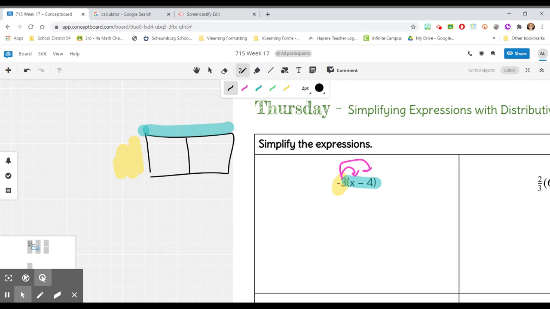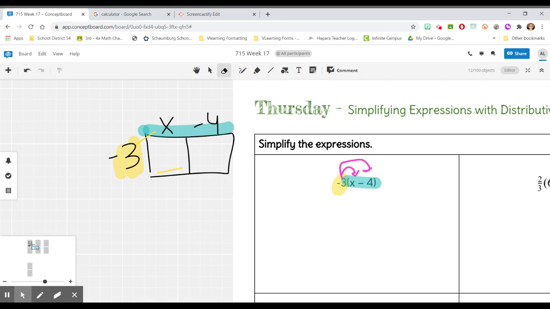Some students may have learned about the box method, where you set your first term up on the outside and your quantity up on the top, and you multiply each term and the product goes inside the box. For example, -3 times x, because these are not like terms, we can only combine them by multiplying, so that means we set them next to each other. -3 times x is just -3x. Now when we multiply our next term, -3 times -4, that is a positive 12. So this is one strategy that can help you with multiplying with the distributive property.